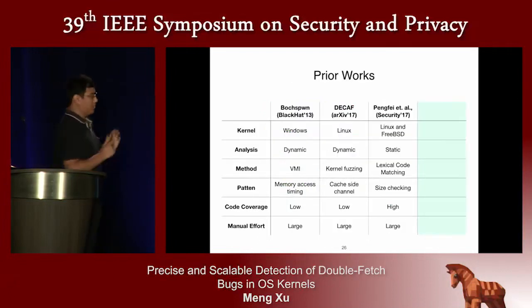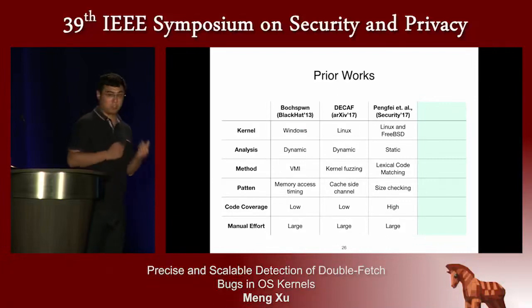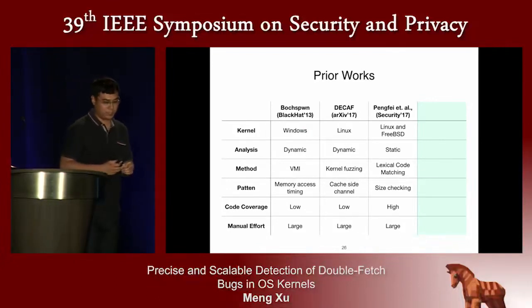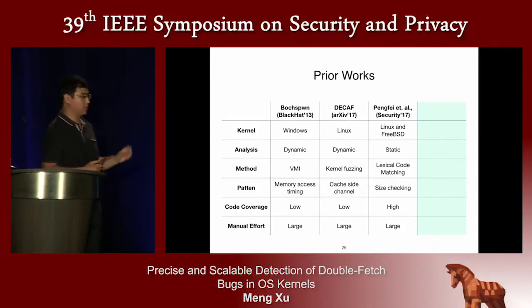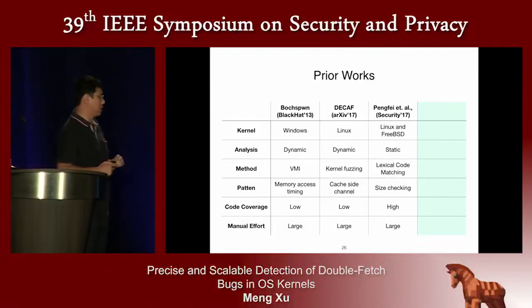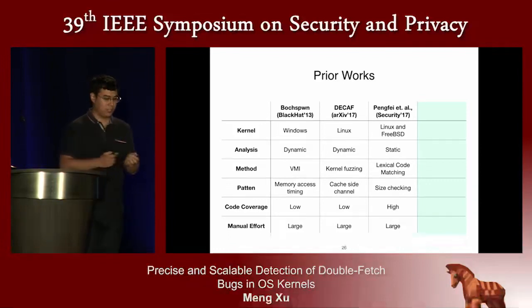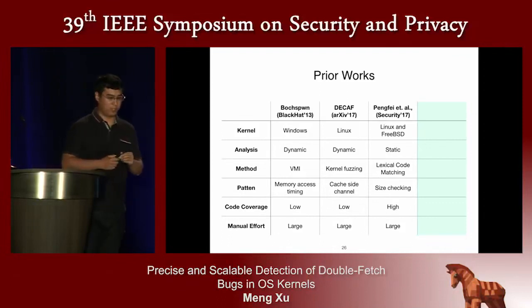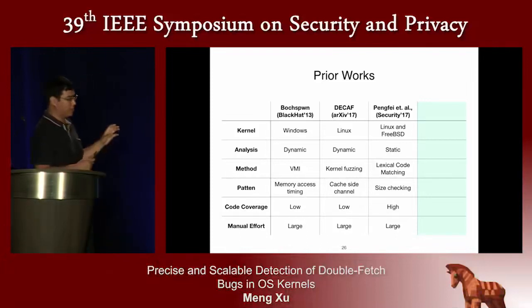This has been an issue brought up by the Bochspwn project in Black Hat 2013, and it worked on Windows using some virtual machine inspection techniques. The pattern they define is that if there are 2 consecutive memory accesses within a short time to the same user space address, then it's going to be a double fetch bug. A similar technique works for Linux, and it was recently proposed on arXiv. It's called DECAF. They try to do kernel fuzzing to maximize the code coverage, and they use a clever cache side channel to do this.